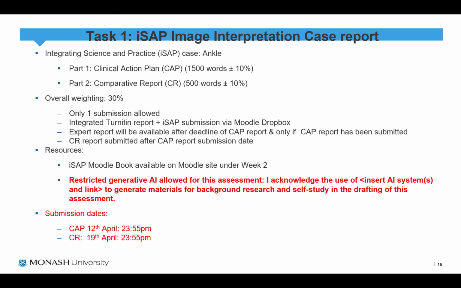And then once you've submitted the CAP report, which will be on the 12th of April, at 12 o'clock that evening, once the deadline has been reached and you've submitted your CAP report, the expert report becomes available. And you then use that expert report to compare and contrast your CAP report with the expert report, and then write up a 500-word comparative report. And all that you need to include will be in the ISAP Moodle book as well.